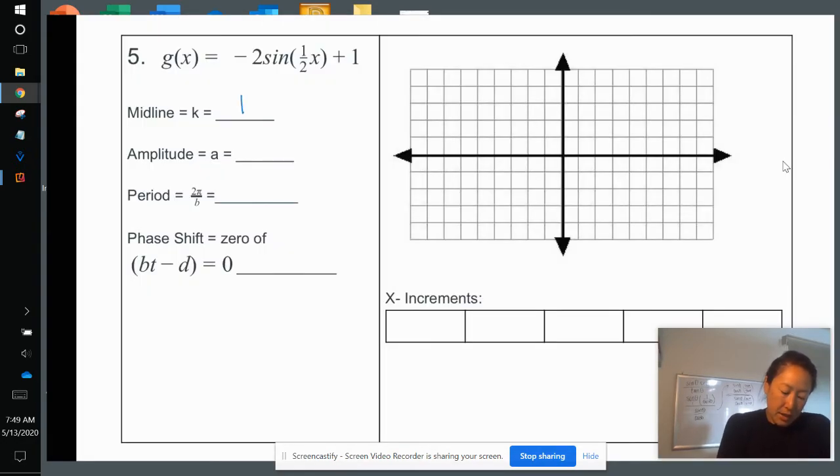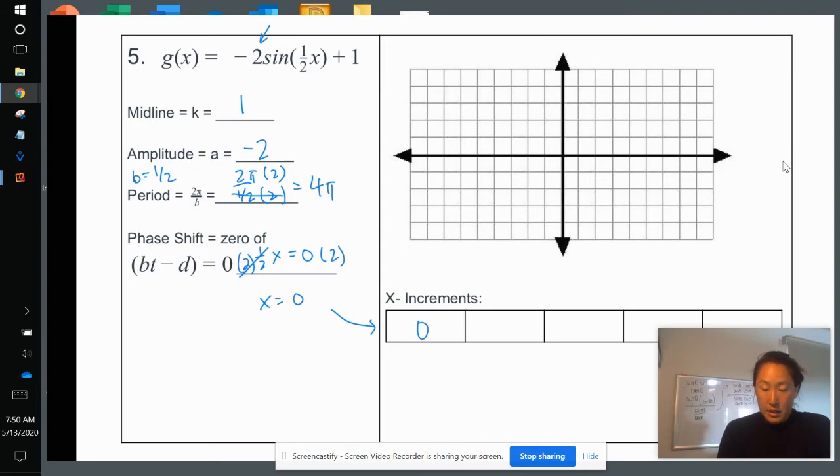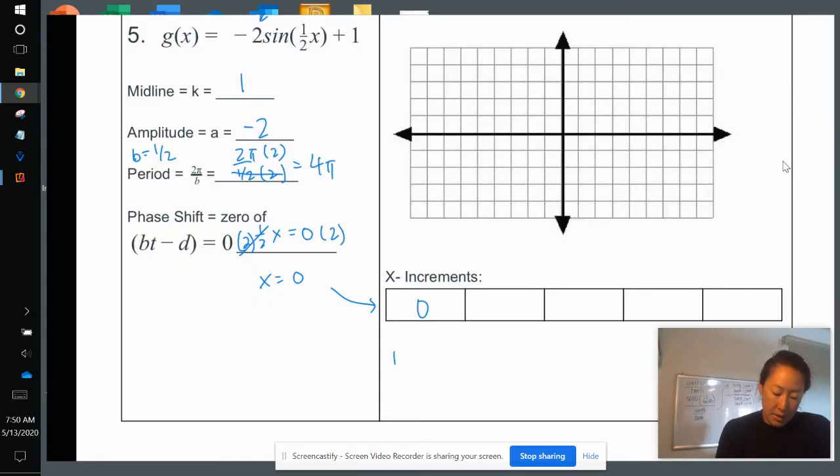Midline of 1. Amplitude is the multiplier at -2. The b value is 1/2, so the period is 2 pi over 1/2. Okay, multiply by the reciprocal of 2. The bottom cancels, giving me 4 pi. All right, phase displacement: 1/2 x is equal to 0. Multiply by the reciprocal, giving me x is equal to 0. Okay, we're going to start at 0. I need to take the period, which is 4 pi, and divide it by 4.